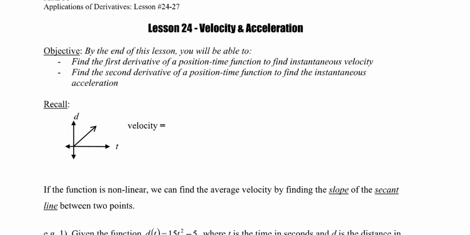So if we have some position time function, we'll be able to take the derivative of that to find velocity and the second derivative to find acceleration. If you recall, velocity is just a change in distance over a change in time, which makes sense because the units are meters per second. And if we graph this with a linear relation like this, it would really be the slope of the graph, the rise and the run there. That would be your velocity.